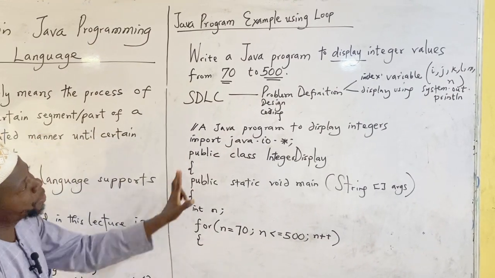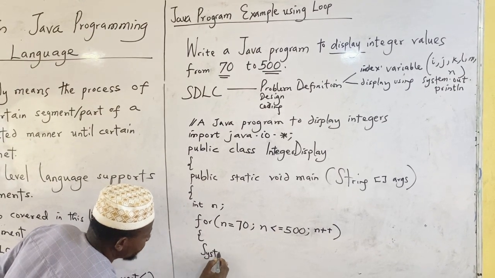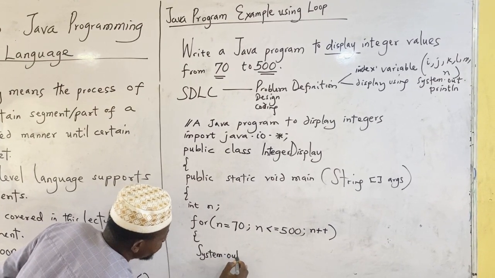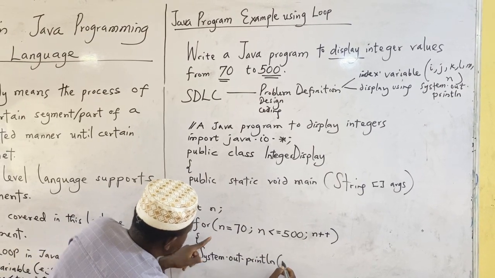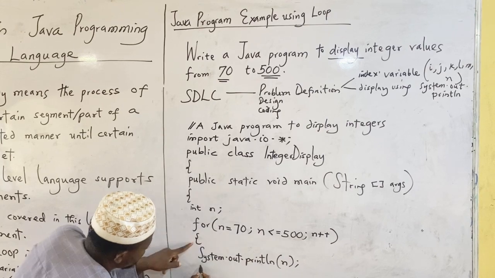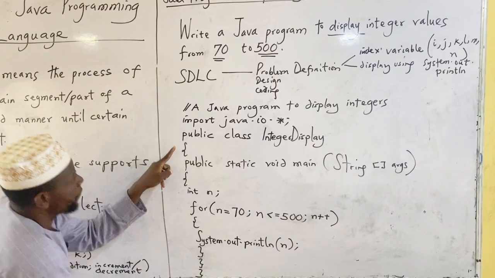The question does not ask me to add anything, just to display. And the statement for displaying is System.out.println, and then closing brace for the for loop, closing brace for the method, closing brace for the class.